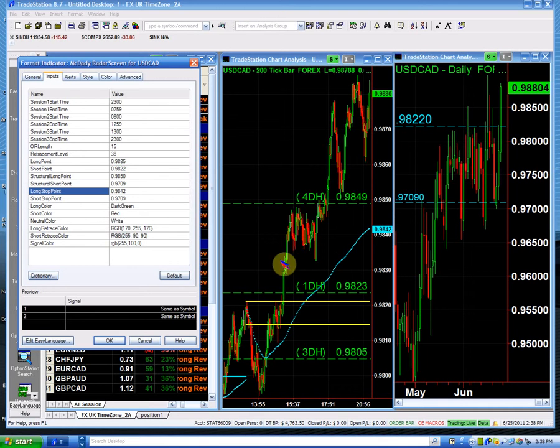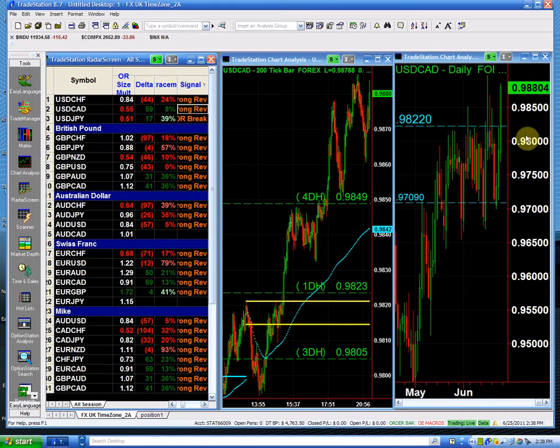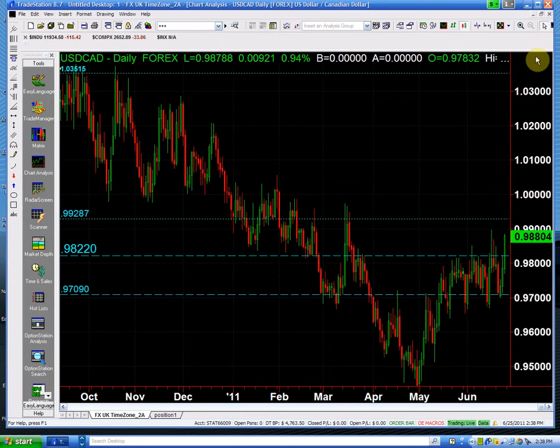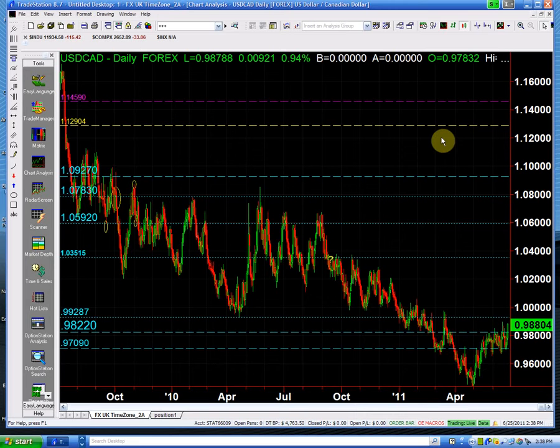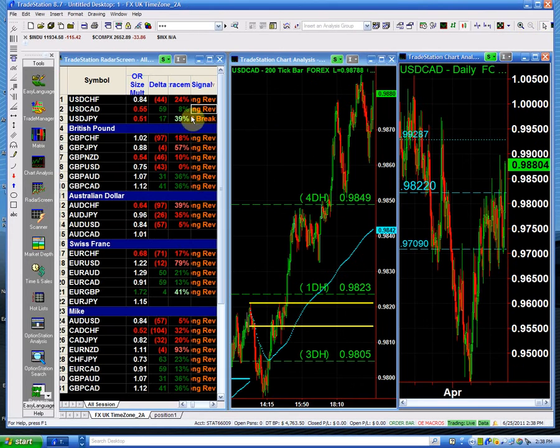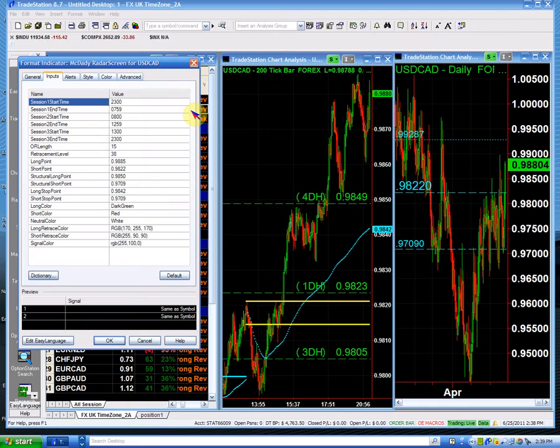My structure point to the long side is going to be the next price point, which is 99.28. So my structure long is 99.28, which is about 100 pips away, which is good. So at least we have probably a decent 100 pip move to the upside.